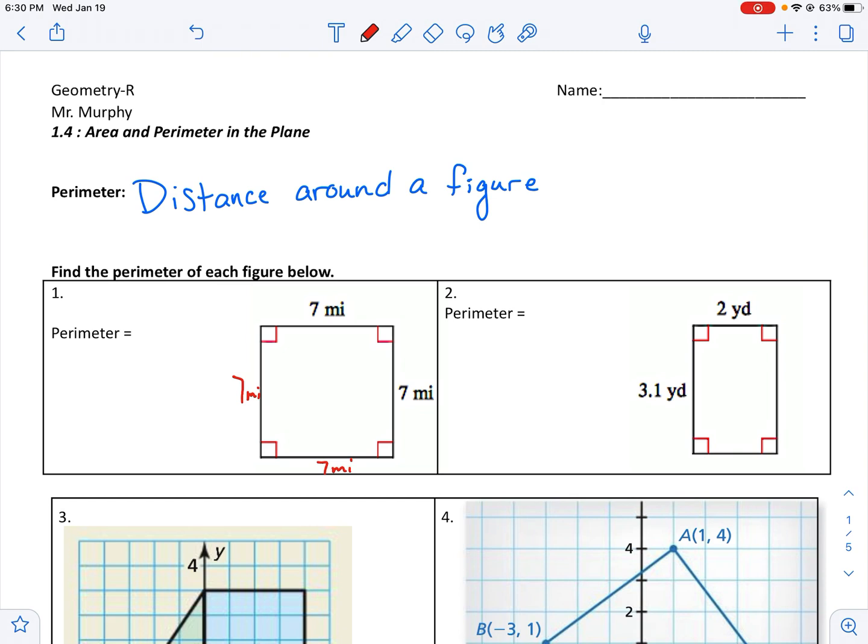7 plus 7 plus 7 plus 7 should get you 28 miles. Then on number 2, I see that this is a rectangle, so the opposite sides are going to be equal. What I need you to do is pause the video and find your perimeter and then unpause to check your work. Okay, so your final answer would be 10.2 yards.